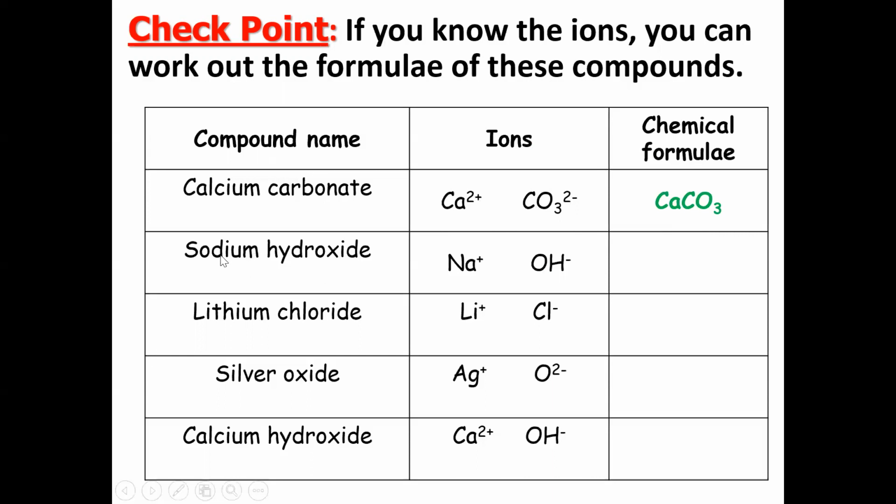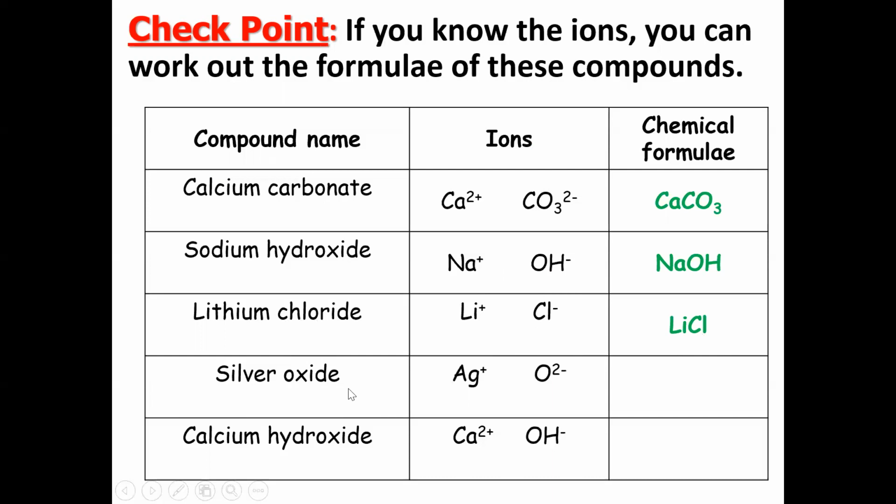Sodium hydroxide, well, sodium's in group 1, so it's a 1+ ion. Hydroxide ions are OH-. Again, the charges are equal but opposite. For that reason, both of these ions come together within that formula in a 1-to-1 ratio. Lithium chloride, again the same thing. You have 1 lithium because it's in group 1, 1+. Chloride is in group 7, 1-. When the lithium and chloride come together, you make lithium chloride with 1 lithium, 1 chloride ion.